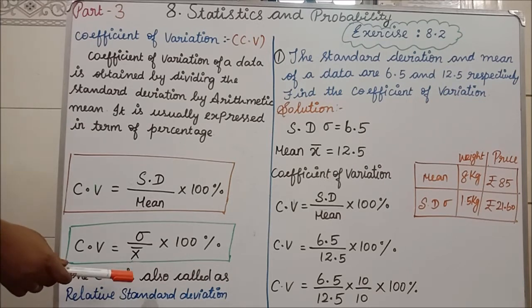C.V. is also called relative standard deviation. Sometimes they will say it as relative standard deviation. In the question paper, if they ask you to find the relative standard deviation, you should not blink. That is coefficient of variation only. Clear all of you the definition and the explanation of the coefficient of variation? Yes. Next we will start the exercise 8.2.